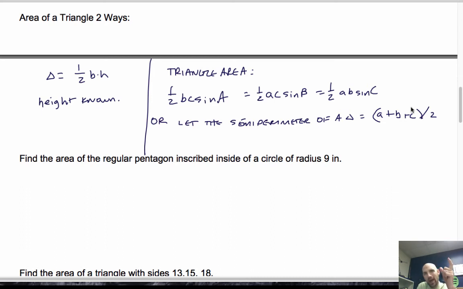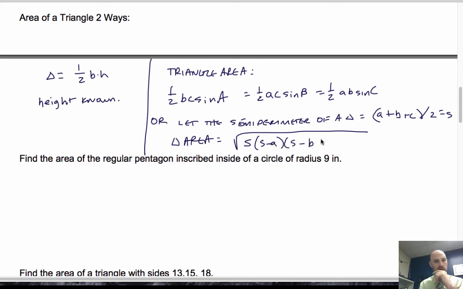So if you know 3 sides, you can find the semi-perimeter. The area can be equal to the square root of the semi-perimeter, which we're going to let equal S, times S minus A times S minus B times S minus C. So this would be for 3 sides known. If I know 3 sides, this is my formula to use.